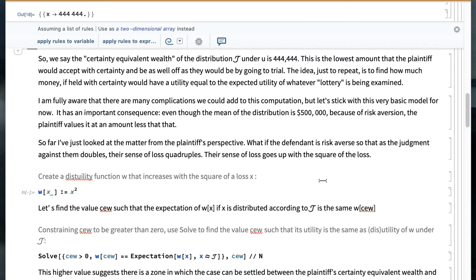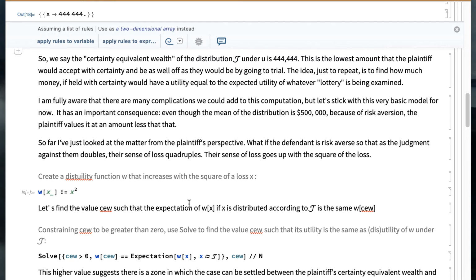And so what we would say is that the certainty equivalent wealth of the distribution J, or actually J1 or J2, under U is $444,444. That's the lowest amount of money that the plaintiff would accept with certainty and be as well off as they would be if they were going to trial. Now, I am fully aware that this is really overly simplistic. There are lots of other issues involved, attorney's fees, bluffing, uncertainty as to various other parameters, but what we've done conceptually is to try to explain how you value a case where the outcomes are uncertain.